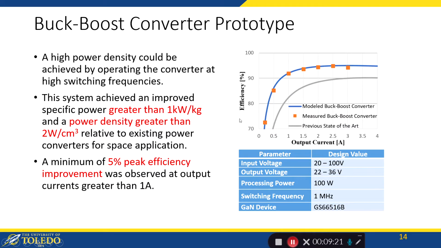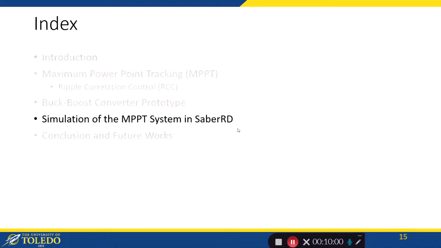Let's talk about some numbers. We found that the system has achieved an improved specific power greater than 1 kilowatt per kg and a power density greater than 2 watts per centimeter cube relative to the existing power converter for space application, and it has achieved a 5% peak efficiency improvement that was observed with an output current greater than 1 amp. So basically this converter prototype has been proven: by using GaN transistors, higher power density could be achieved.